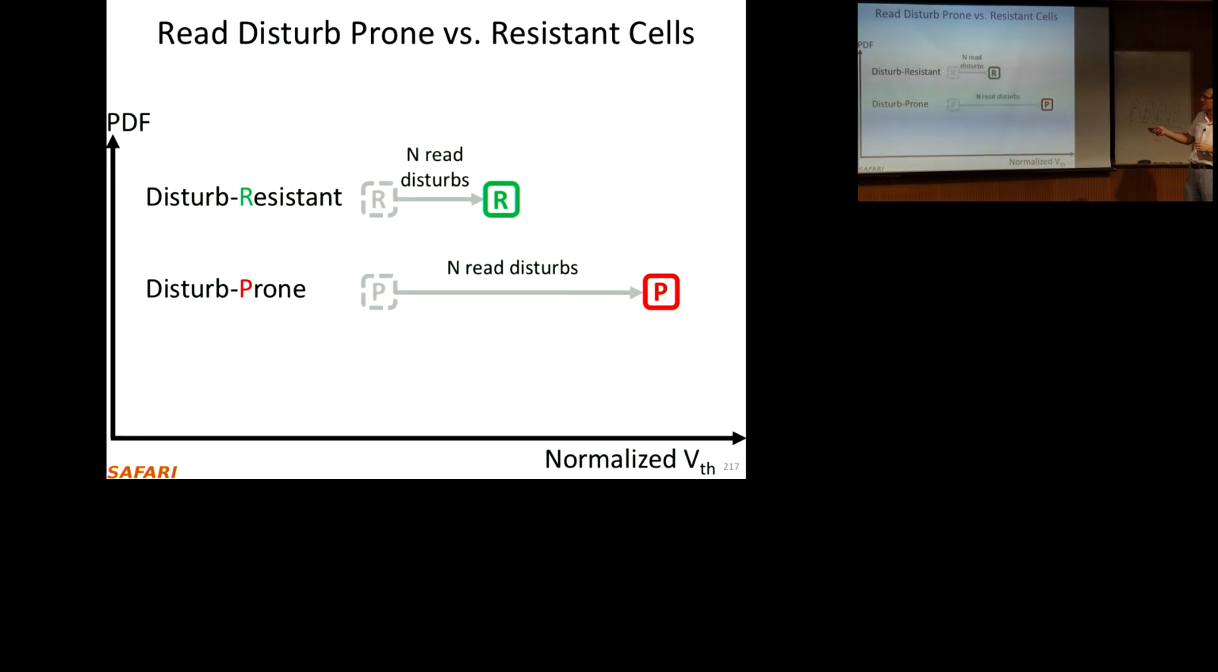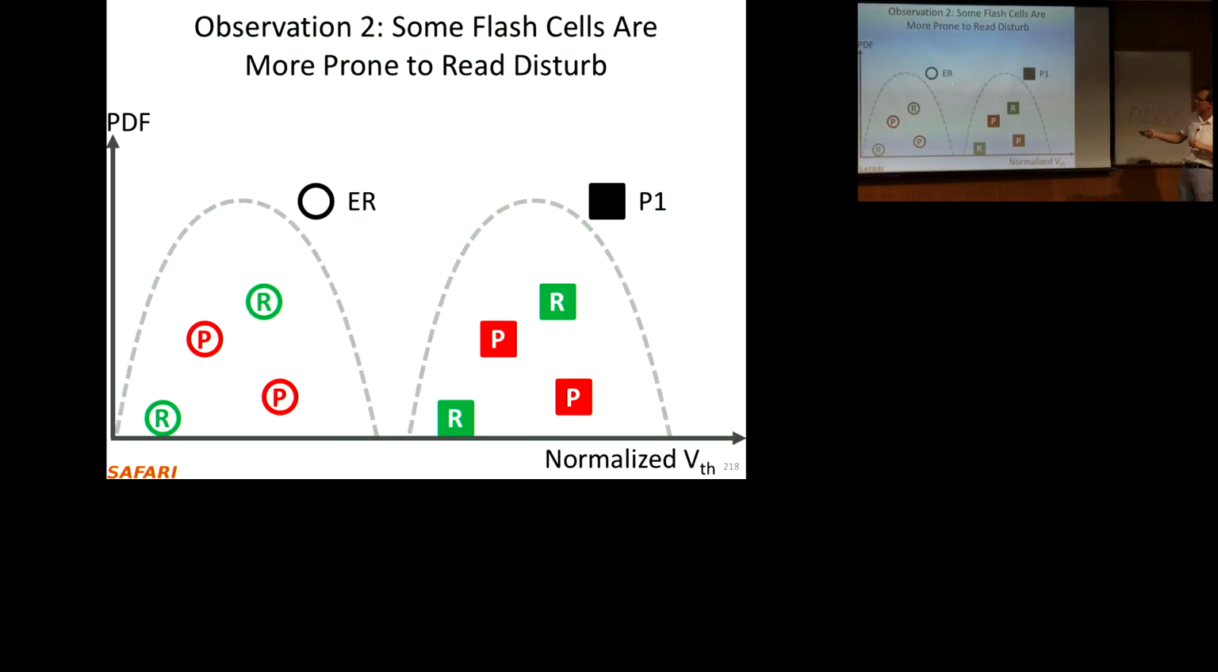Whenever you get disturbed, your threshold voltage increases. If you're resistant, you basically stay almost at the same place. If you're prone, then you move a lot in this threshold voltage distribution space. So let's assume that these are the two states, erase state and P1 state. And let's assume that the circles are in erase state and squares are in P1 state.